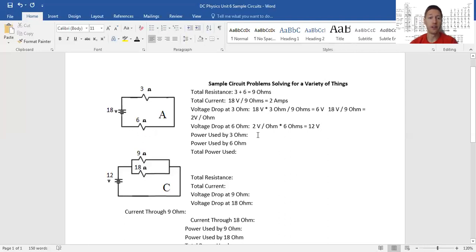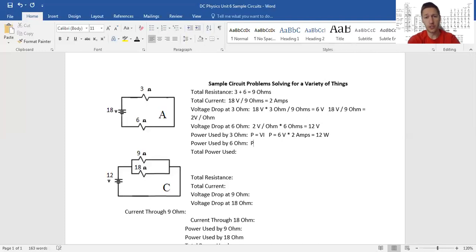Now to find the power, again, power is equal to the voltage times current. However, you only get to use the voltage that you actually used, whatever voltage drop you have. So to find the power of the 3 ohm resistor, we use its voltage drop. We have used 6 volts there. Both of them have 2 amps of current going through them. We're going to use 12 watts of energy at that location.